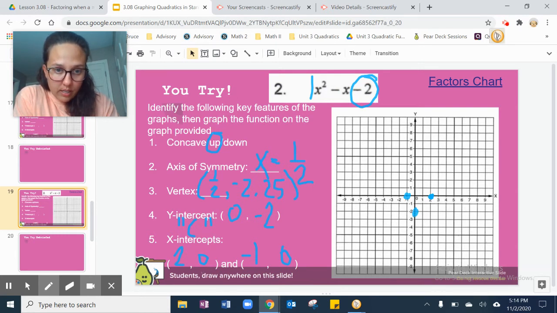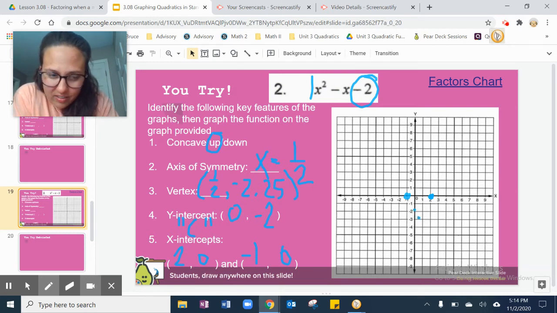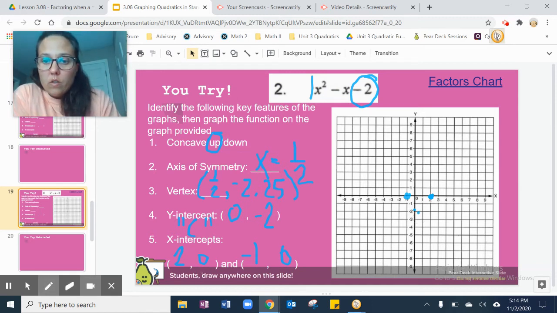The vertex is at 1/2, negative 2.25. So over a half, and then right here. Let's redo that. Negative 2, and then like right there. Shoot. I'm trying to be more precise, but it's hard, so it's okay if you're not precise either. There we go. So we went over 1/2. 1/2 is right in between 0 and 1, and then we went down 2.25. So I went down 2, and then I went down a quarter step.